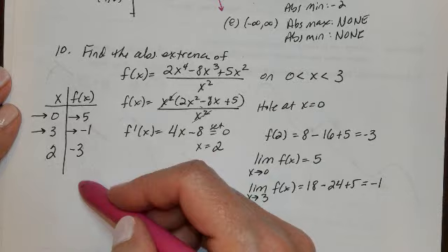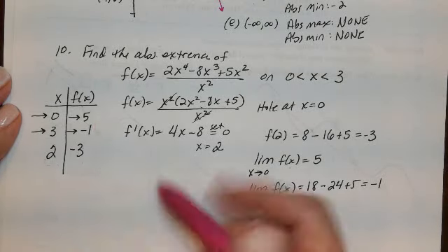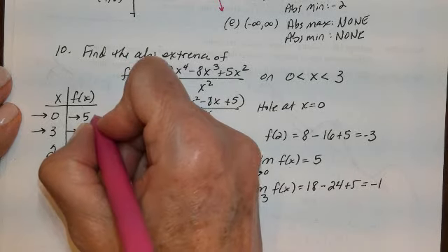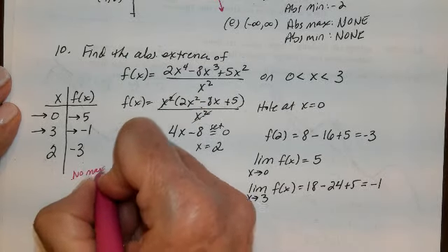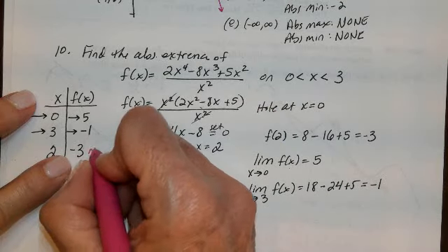All right, look for the highest and the lowest. Well, the highest was this 5, but it's never going to get there. So this is the highest, but it'll never get there, so no max. This is the lowest, so that is our min.